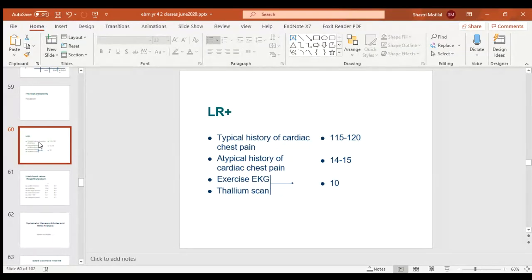But looking at this slide, what do you think about the likelihood ratios? Which one is really good? We said the positive likelihood ratio is good if it's more than 10. You could see an exercise stress test, an exercise ECG, is 10, which is kind of just cutting it. When a person gives a typical history of cardiac pain, pressing, squeezing pain in the middle of my chest, the positive likelihood ratio is 100. Is that good? That's very good.